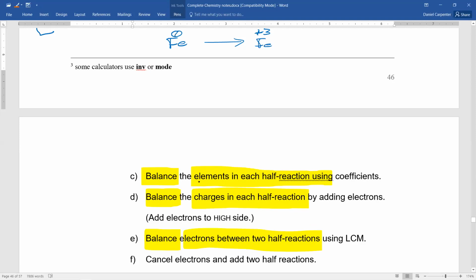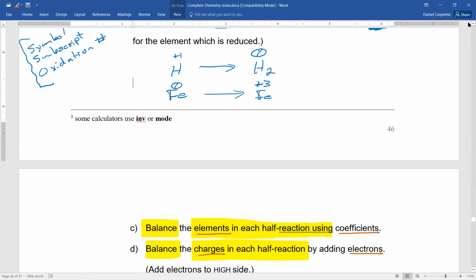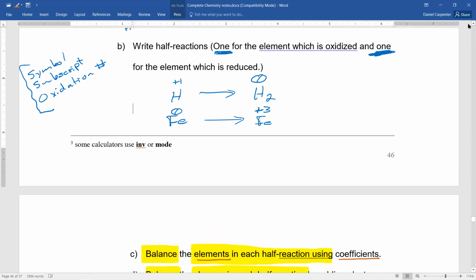So we're balancing the elements using coefficients. We're balancing the charges by adding electrons, and we're balancing the electrons using the least common multiple. I'm assuming that you folks already remember that LCM is least common multiple. So we're not going to do all three at once. We're going to do them one at a time. But I wanted you to notice that we're going to balance, balance, balance. So balance the elements using coefficients.